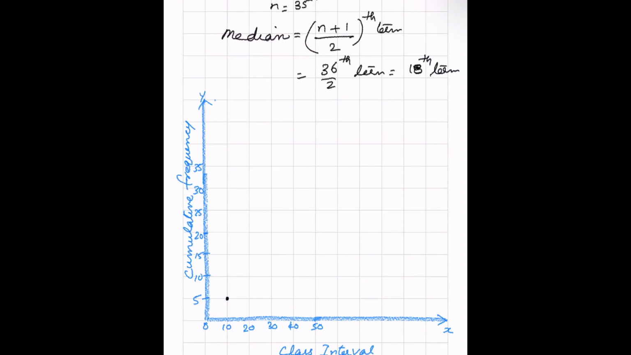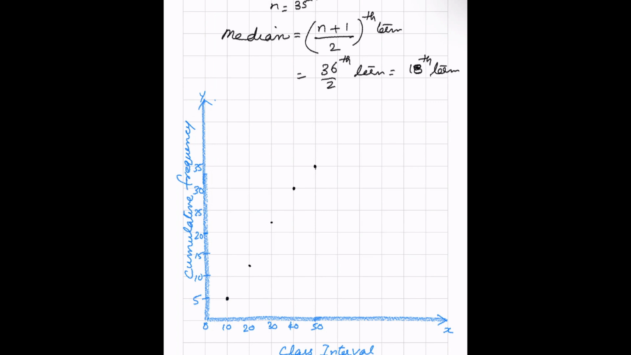Then the next, the 10 to 20 interval, is 12. 10 to 20 means I will mark it against 20. Somewhere 12 will come here. Then 20 to 30, I have to plot it against 30, and that is 22. 22 will come somewhere here. Then 30 to 40 is 30. 30 is here. The last one is 35, that I will plot against 50.